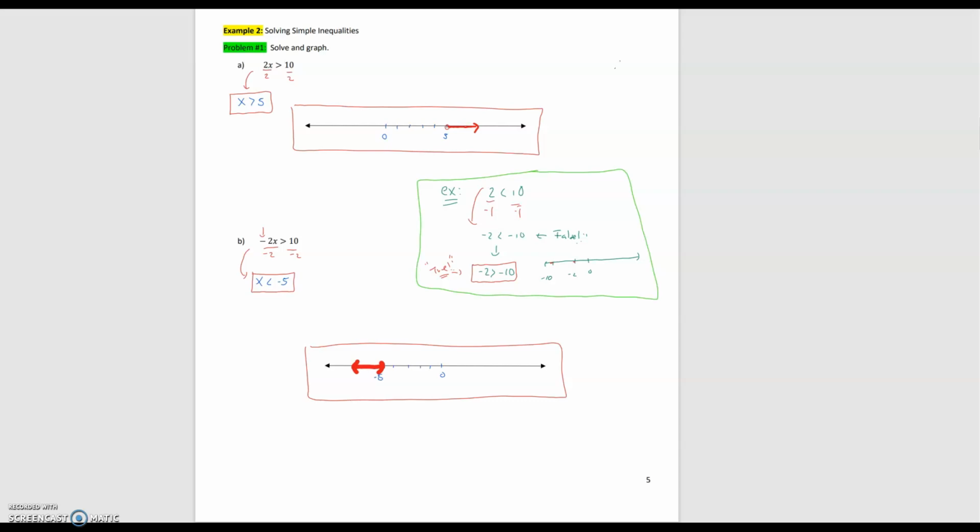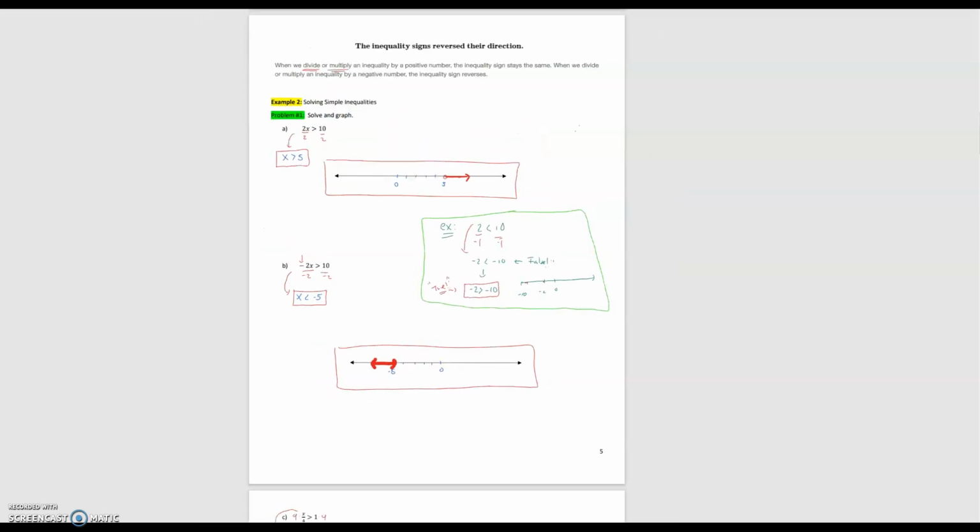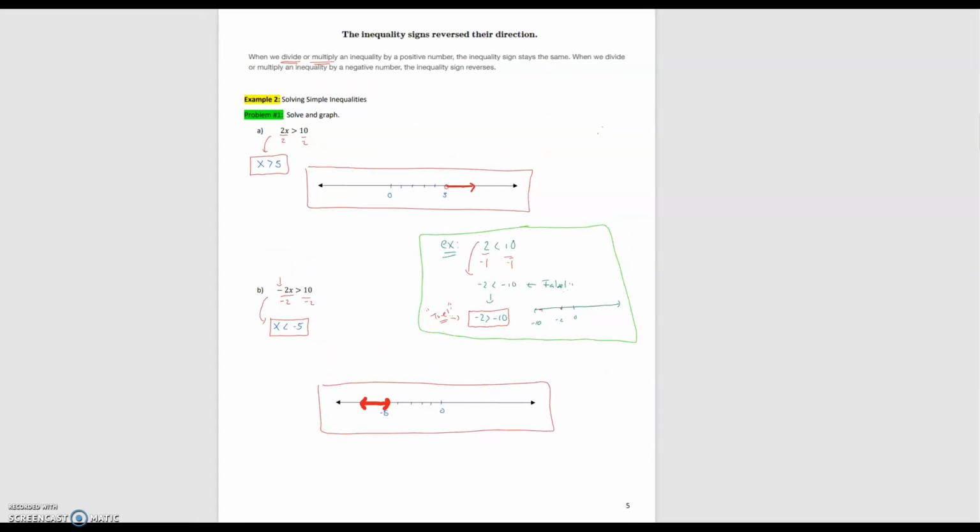That's actually it for these set of problems. Once again, one of the main rules that shows up on solving inequalities is if you end up dividing or multiplying by a negative value, you simply switch the inequality. If it's a greater, this one greater, you're going to end up with a less than.